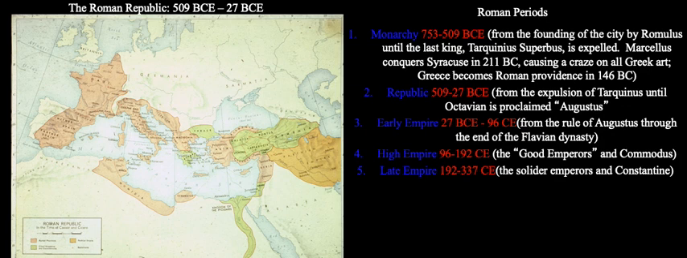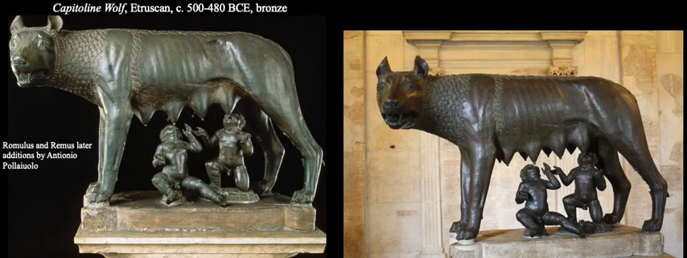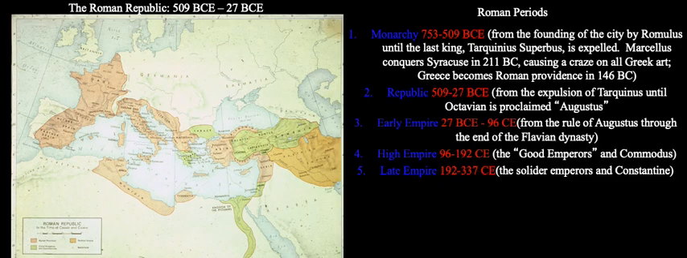There is kind of a story of the founding of Rome, that it was founded by Romulus and Remus, who were, there's a picture of the she-wolf, who were abandoned on a hillside, nursed by a she-wolf, and then the city itself went on to be founded by one of those twins, the twin of Romulus.